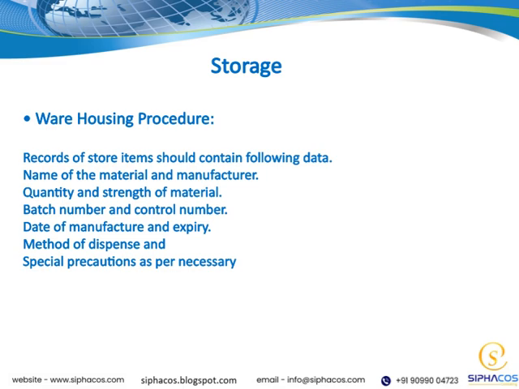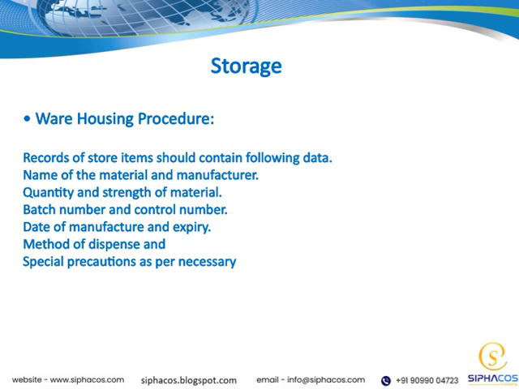We also need to note the quantity and strength of the material, which helps us manage inventory levels and verify potency. The batch number and control number are essential for tracking specific production lots, especially in case of recalls or quality issues. Don't forget the manufacturing and expiry dates. These are vital for maintaining safety and efficacy of the materials.